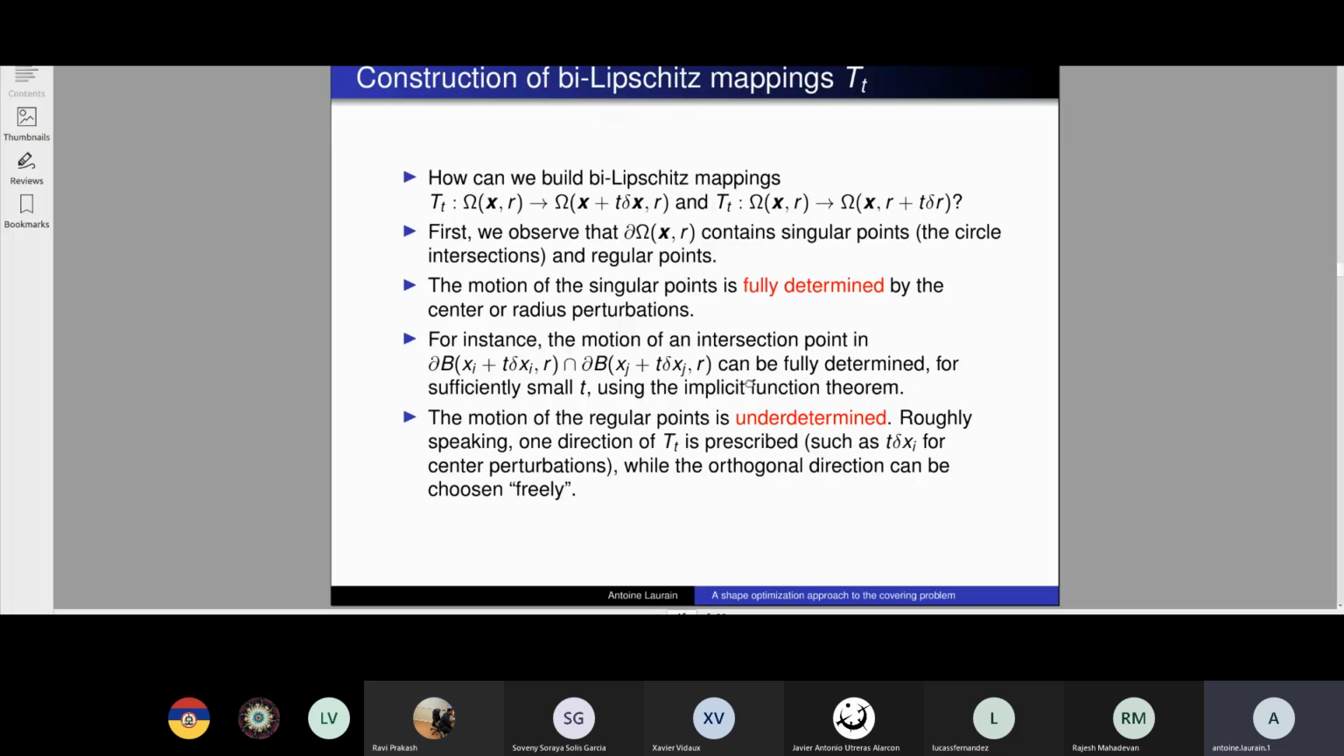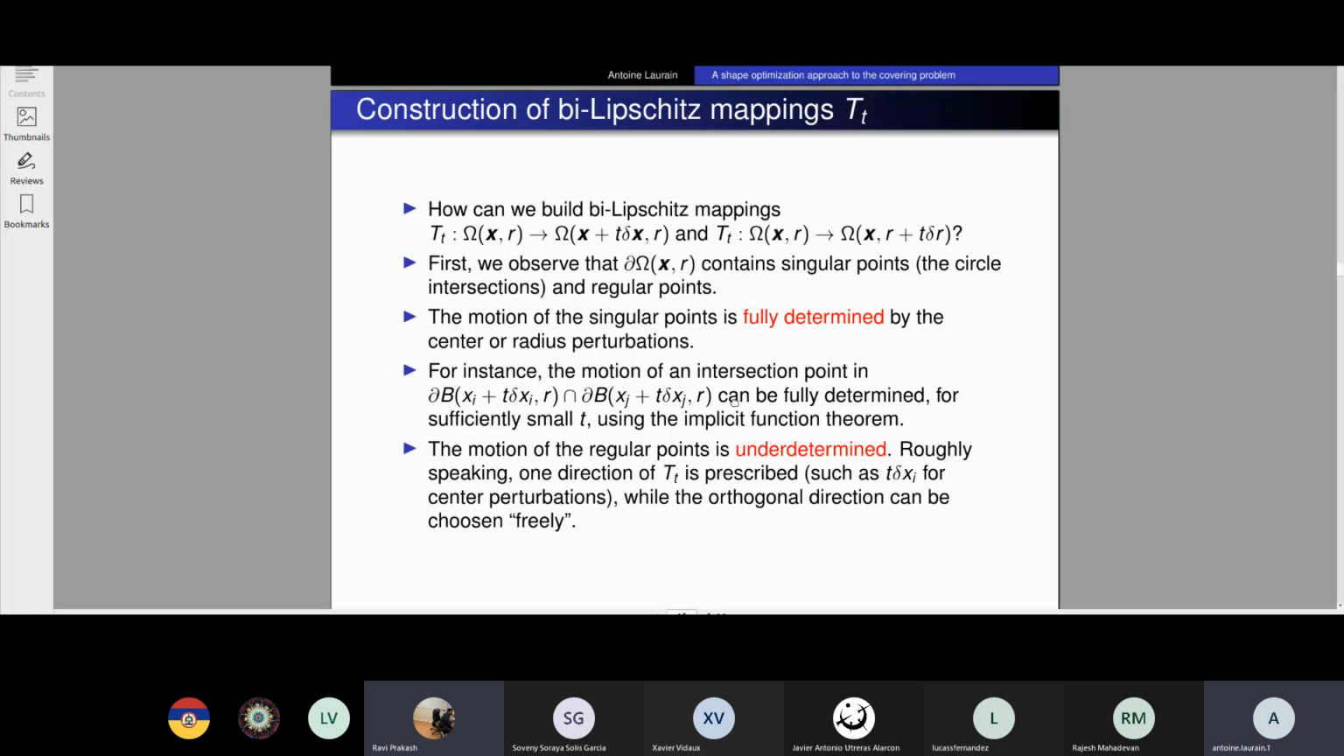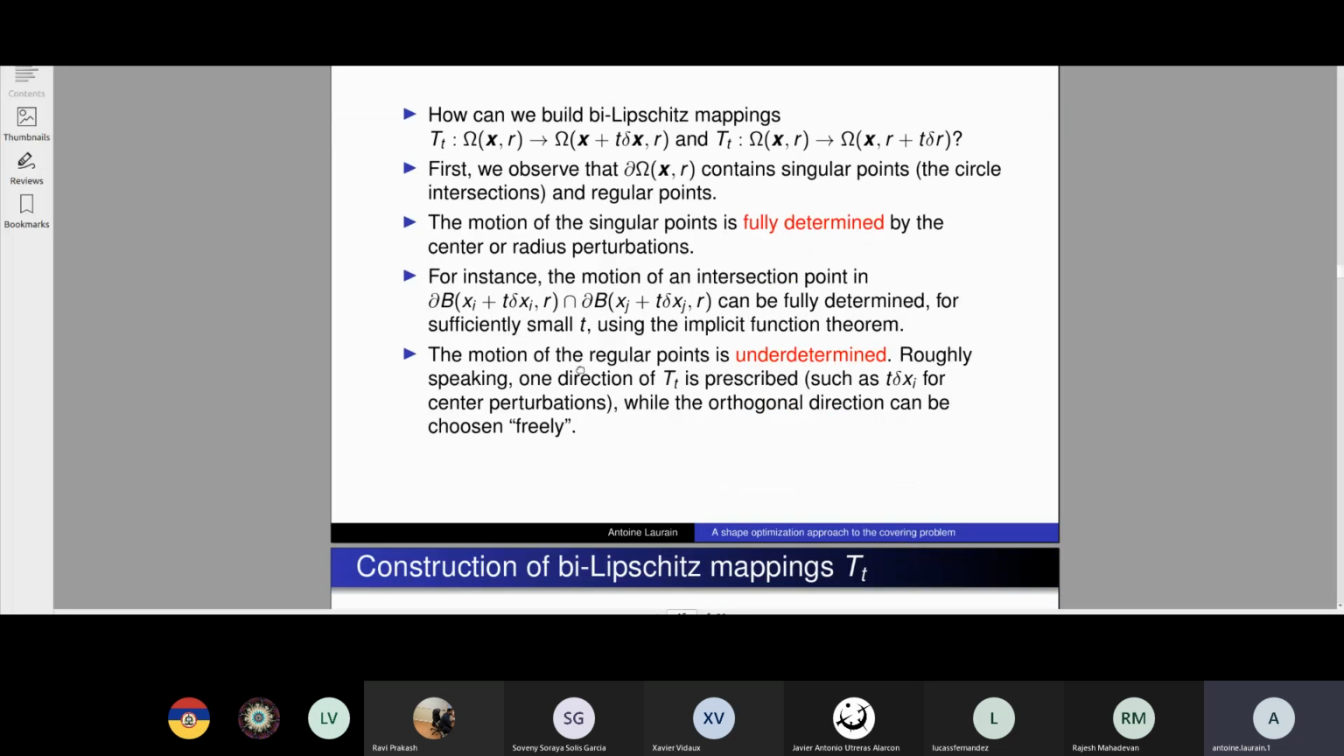So this is exactly what we do. We're writing the equation for the explicit motion of these intersection points, and using the implicit function theorem, and then we determine explicitly the motion of these points. But then the interesting part is that the motion of the regular point is underdetermined. So that means there's one direction of the perturbation T which is prescribed.